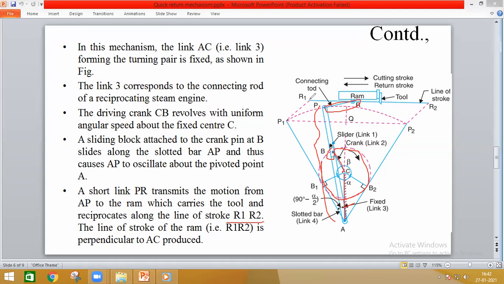R1 and R2 are the extreme positions, the extreme points of the ram travel. R1 is the left extreme position and R2 is the right extreme position. The tool will move from R1 to R2 in the case of the forward stroke or cutting stroke, and it will move from R2 to R1 in the case of the return stroke. As I have already told you, the time taken for the two strokes is different.